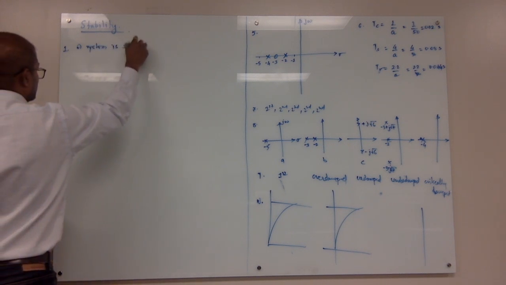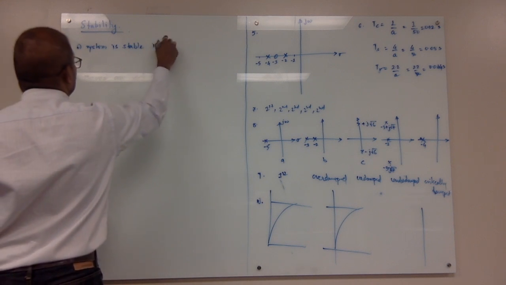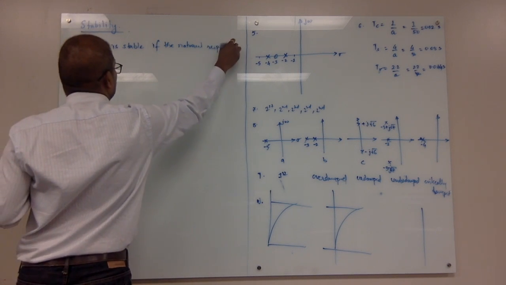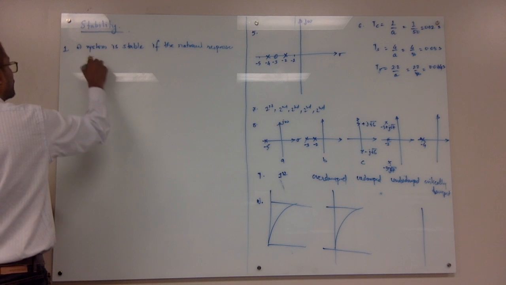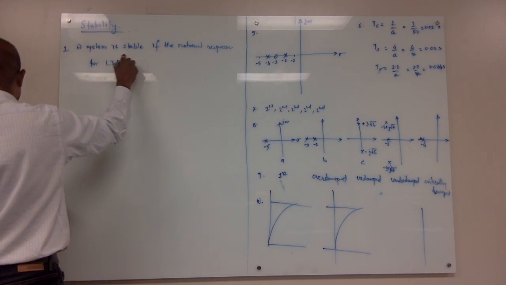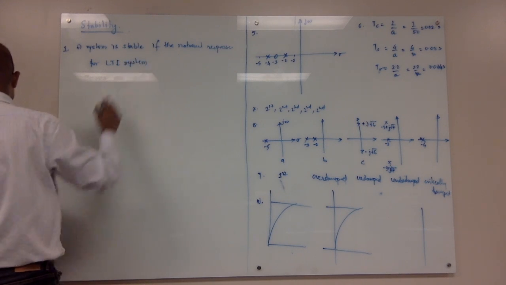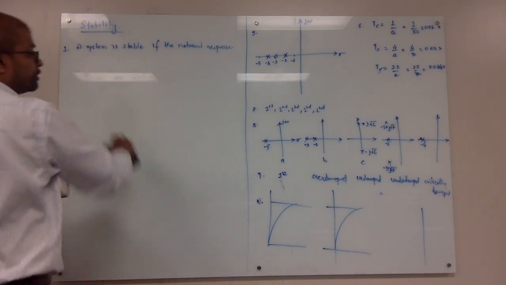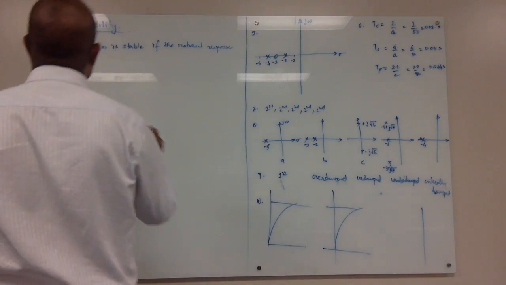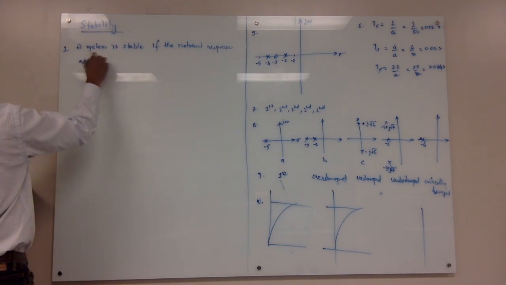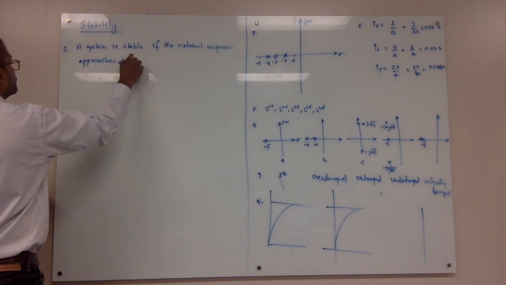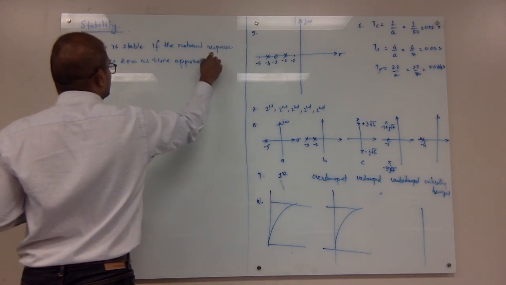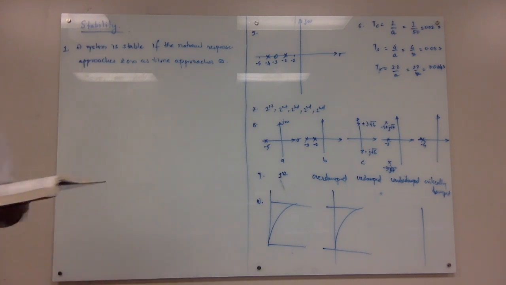A system is stable if the natural response, for LTI systems, approaches 0 as time approaches infinity. And we have talked about this.